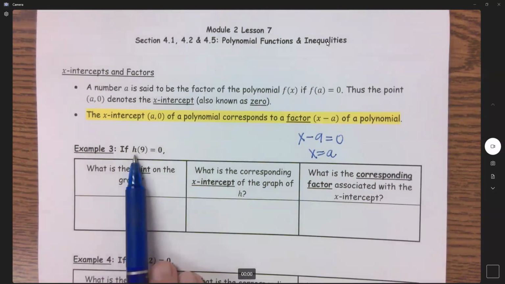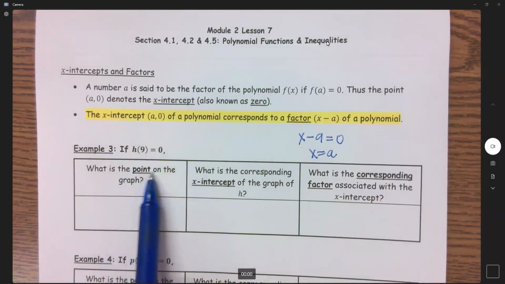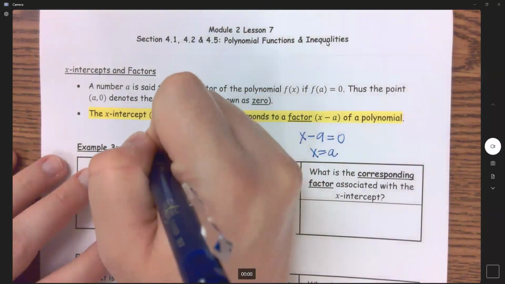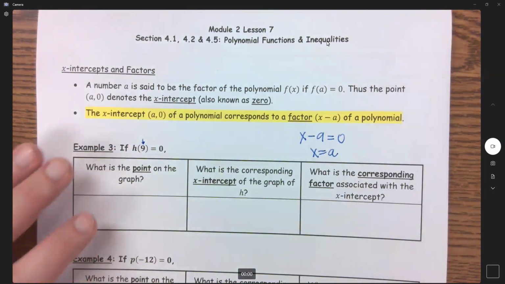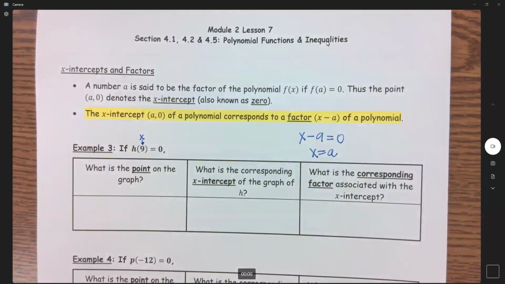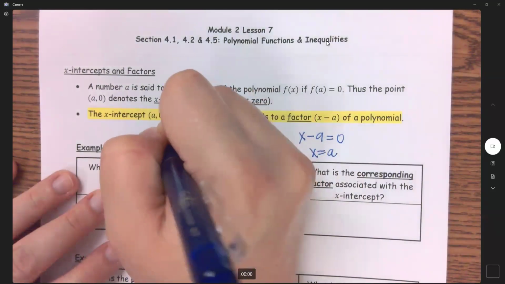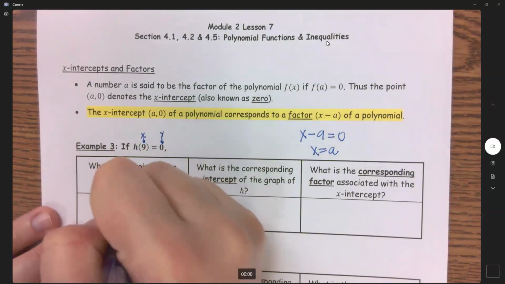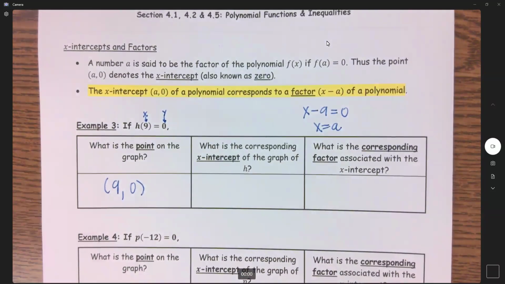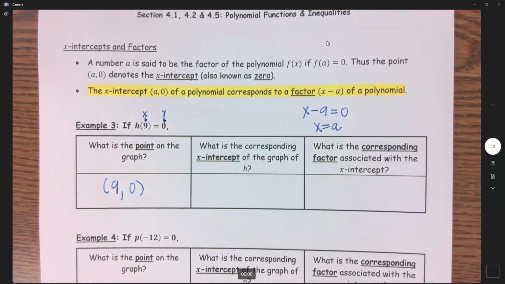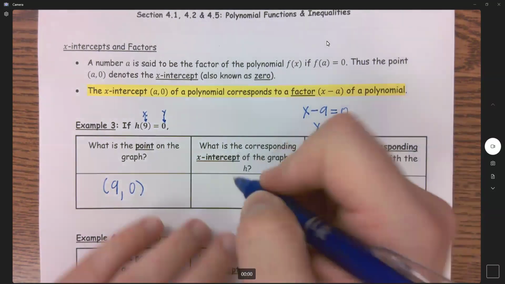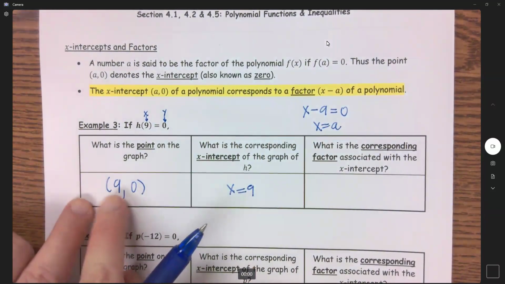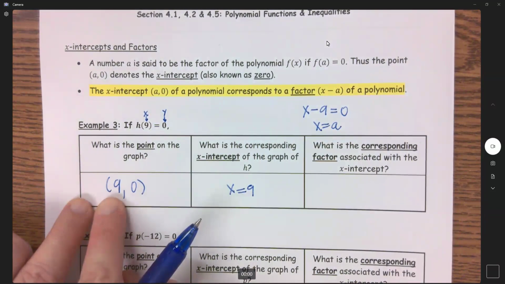So for example, if I have h of 9 equals 0, what is the point, the ordered pair that this is using in that graph? Well, if you remember, what's in parentheses is my x, and what your function equals is your y. So this point on the graph would be 9, 0. So what is the corresponding x-intercept? If you were to graph that, we would get that x equals 9. X equals my x coordinate here.